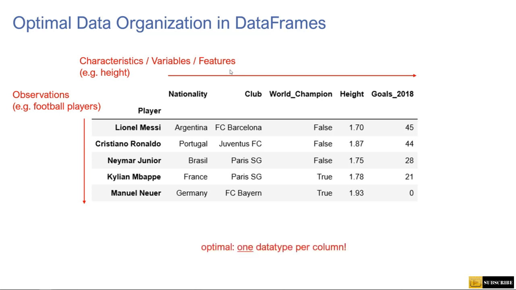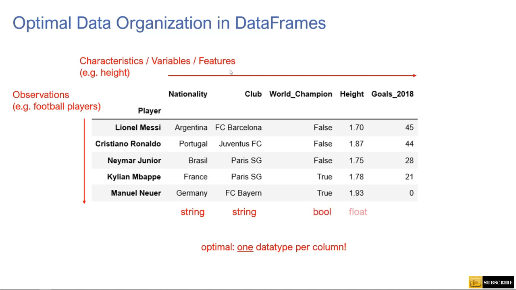So we should make sure that we have only one data type per column. And let's have a look here if this is the case in our example. So we have the nationality column with string or text data. Then we have the club column with string or text data. Then we have the world champion column that indicates whether the player already won the world championship or not. And here we have bool or boolean values.